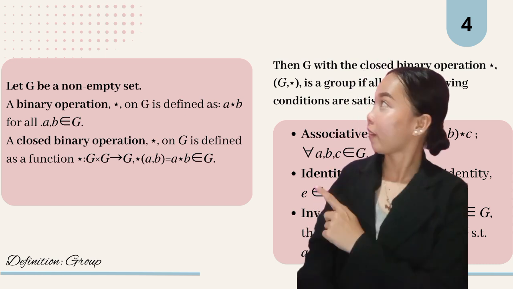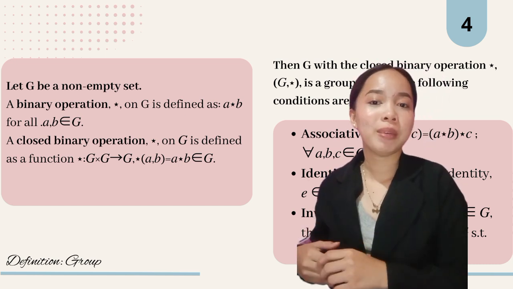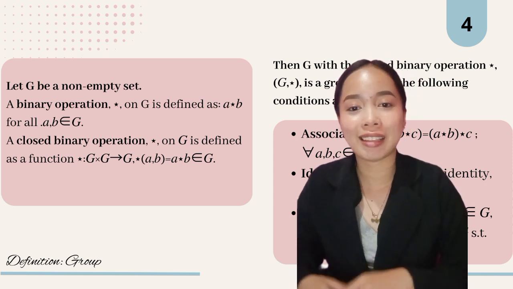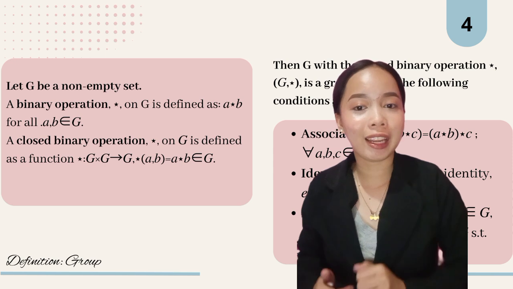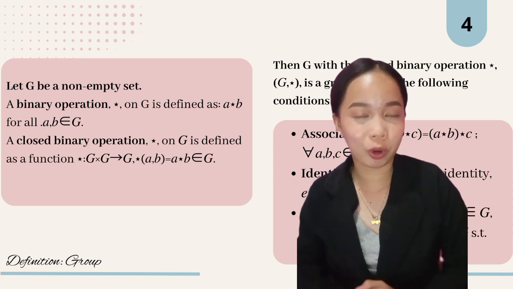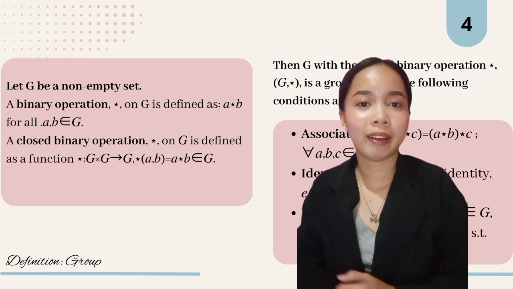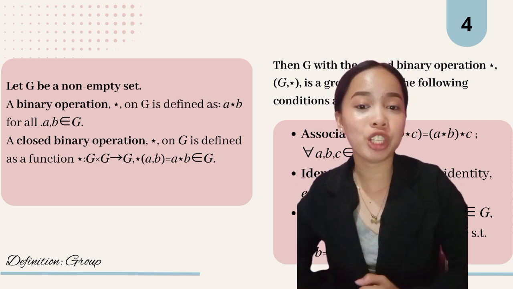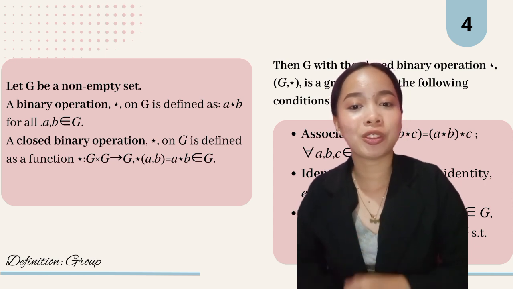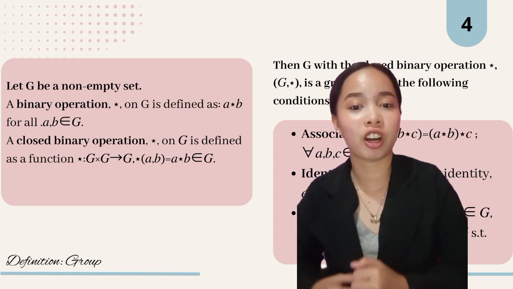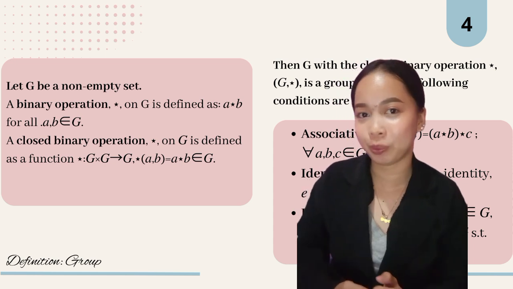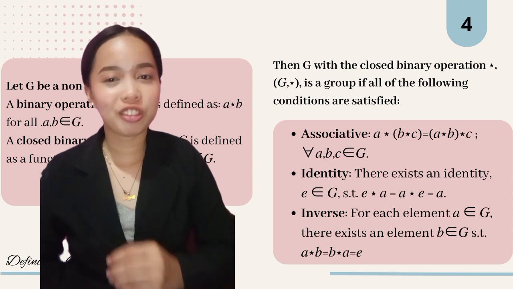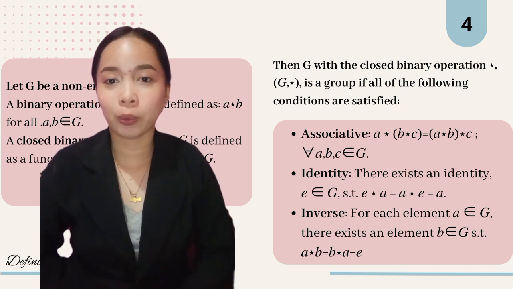And now let's take a look at this. So let G be a non-empty set. A binary operation star on G is defined as A star B for all A and B elements of G. Now, a closed binary operation star on G is defined as a function of G where star of A and B is equal to A star B, such that A star B is an element of G. Then G with a closed binary operation star, (G, star), is a group if all the following conditions are satisfied.